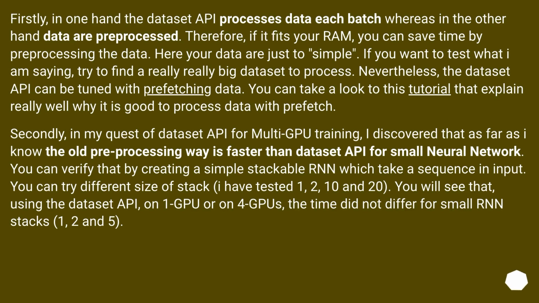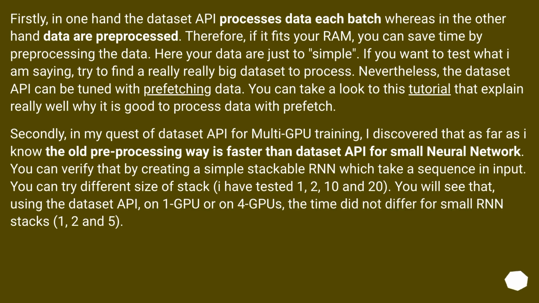Firstly, on one hand the dataset API processes data each batch, whereas on the other hand data are pre-processed. Therefore, if it fits your RAM, you can save time by pre-processing the data. Here your data are just as simple. If you want to test what I am saying, try to find a really big dataset to process. Nevertheless, the dataset API can be tuned with prefetching data. You can take a look at this tutorial that explains really well why it is good to process data with prefetch.